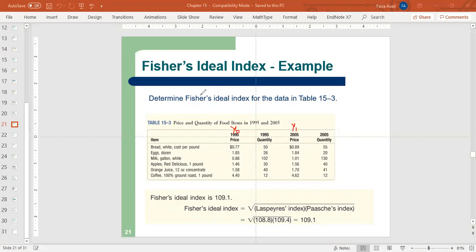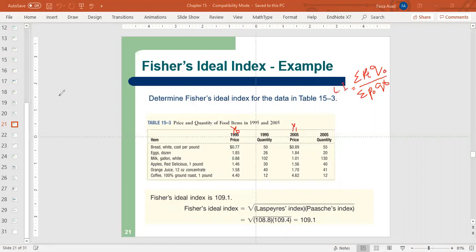When we calculate the Fisher Ideal Index from Laspeyres and Paasche's, for the Laspeyres formula we have the summation of PT, which is the price of the current year, and Q naught, which is the quantity of the base year, divided by the summation of P naught into Q naught. So this is the formula where we can compute the Laspeyres index.